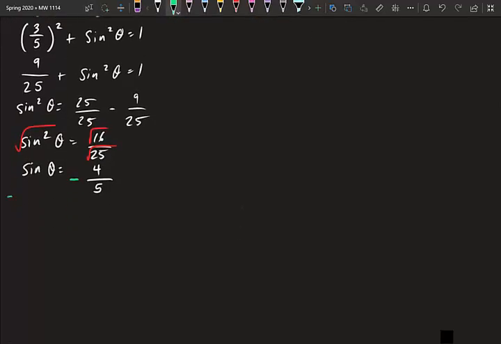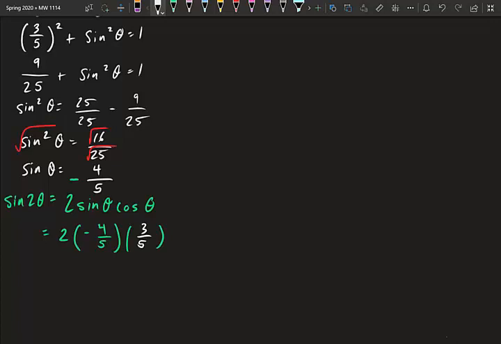So to find our sine 2 theta, we're going to be using the formula 2 sine theta cosine theta. So let's plug in what we know. We have 2 sine, which is negative 4 over 5. We have our cosine, which is 3 over 5. Plug this into your calculator, and we will get sine 2 theta equals negative 24 over 25. Because 4 times 3 is 12, and negative 12 times 2 is negative 24. 5 times 5 is 25. Alright, awesome. We have our sine 2 theta.